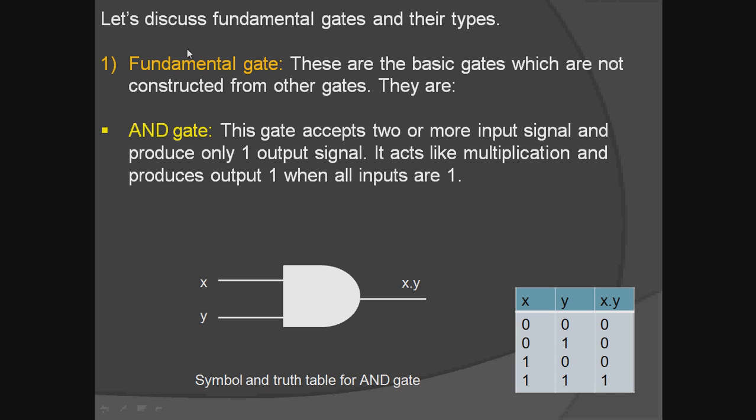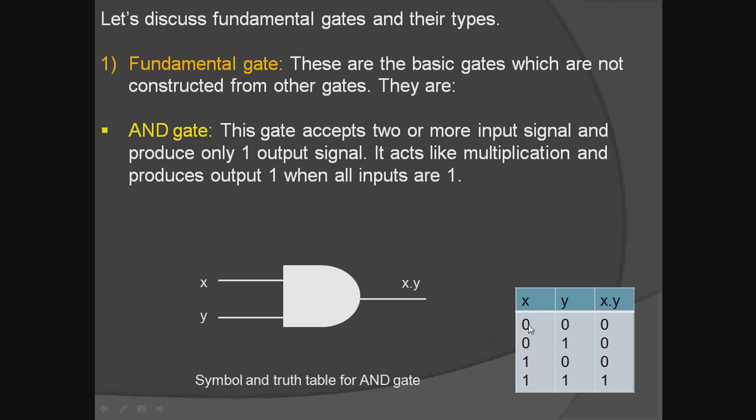So now let's first discuss the fundamental gates and their types. Once again, fundamental gates are the basic gates which are not constructed from other gates. The first one is the AND gate. The AND gate represents the multiplication gate. It accepts two or more input signals and produces only one output signal. The inputs can take only two values, either 0 or 1.